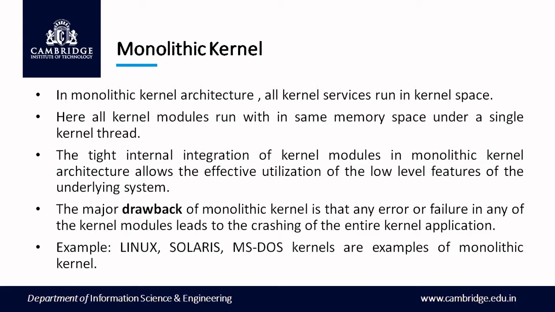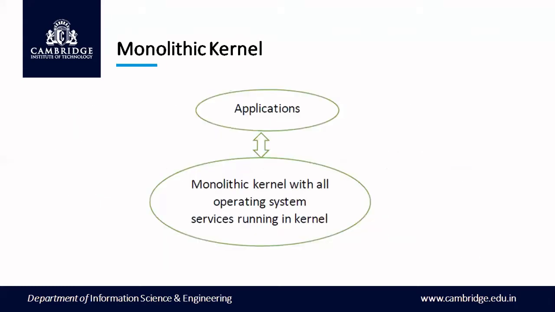What are examples of monolithic kernels? Linux, Solaris, MS-DOS are operating systems that come under monolithic kernel. This is how the monolithic kernel model looks. You have all the applications, and this is the monolithic kernel with all operating system services running in the kernel in a single thread. In one single memory area, you run all your operating system services which run in the kernel. If any error occurs, everything is going to crash.